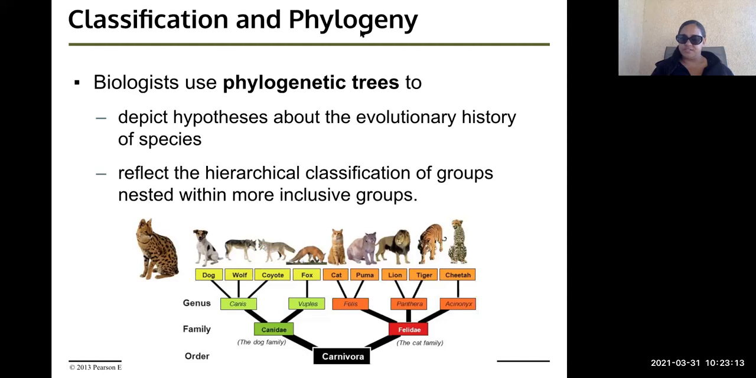The left branch is the dog family, Canidae. And the right branch is the cat family, Felidae. Either way, they're still all carnivores. And then it just gets more and more specific till you have the specific cheetah, tiger, lion, puma, cat. And they all have their own specific genus and species.